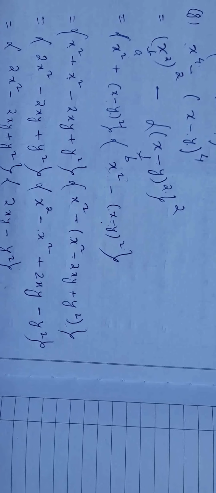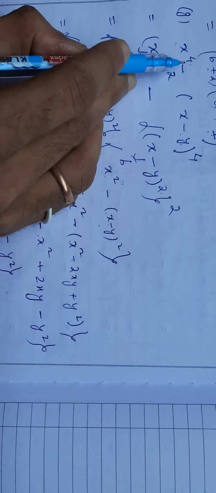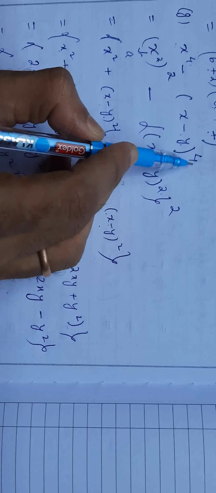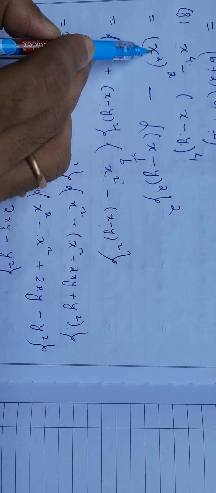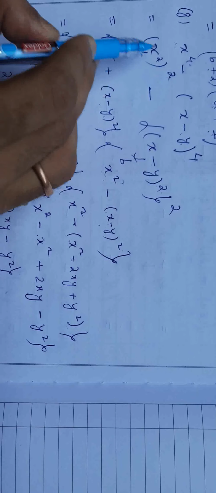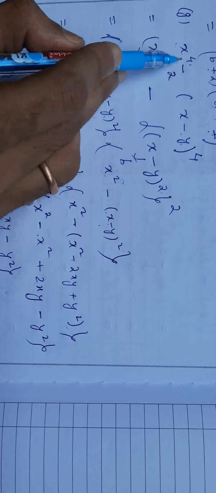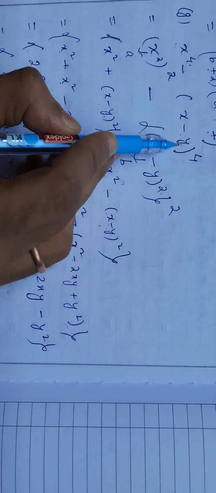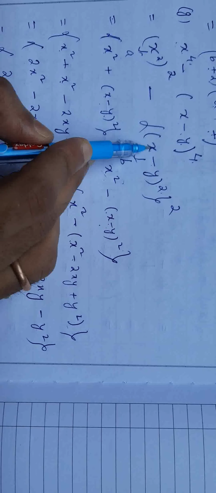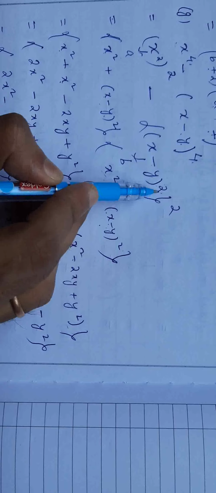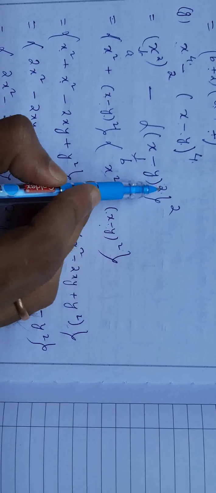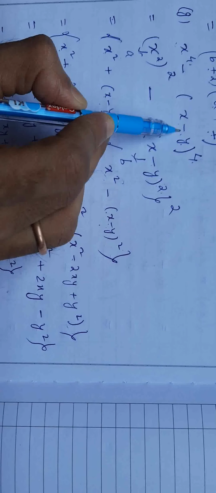Let us see one more time. The question is x to the power 4 minus (x minus y) to the power 4. So x to the power 4 can be written as (x square) whole square. Since 2 into 2 is 4, the original expression remains the same. Minus (x minus y) whole to the power 4 can be written as ((x minus y) whole square) whole to the power 2. 2 into 2 is 4, so our original expression here also remains the same.